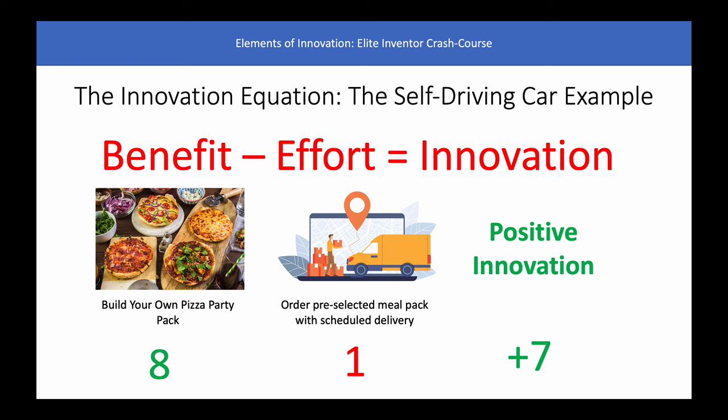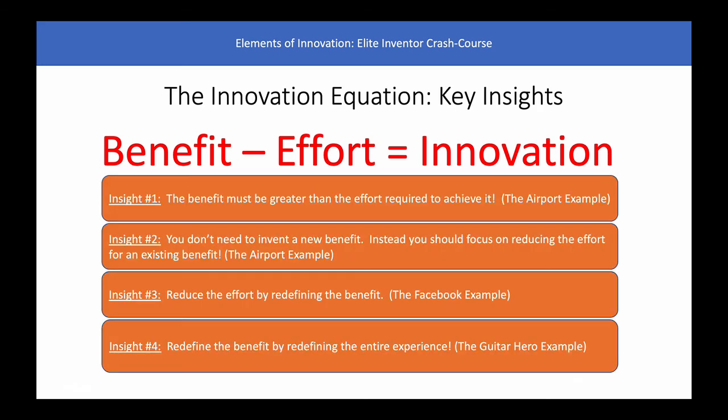Likewise, on the effort side of the equation, maybe I don't even need to own my own car anymore. Perhaps the grocery store has its own fleet of autonomous vehicles that will deliver the meal pack that I've ordered to me directly at a scheduled delivery time. Now I have an even more positive innovation. So that's just a few examples of how you can use the innovation equation to come up with better ideas faster, no matter what technological area you're working in.